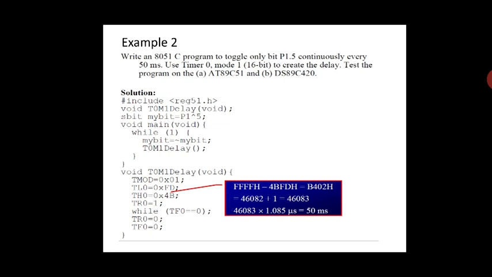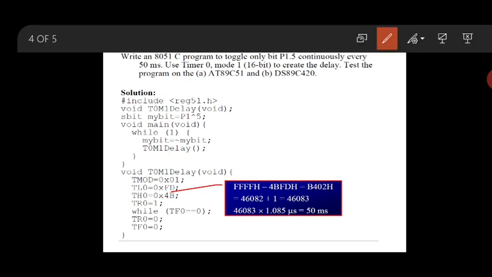Let us move to one more program using simple C code. Write an 8051 C program to toggle only bit P1.5 continuously. Means I am using port P1, and one bit of it will be toggling alternately, and I need to generate 50 millisecond. 50 millisecond means my subroutine program has to generate a delay interval of 50 millisecond.